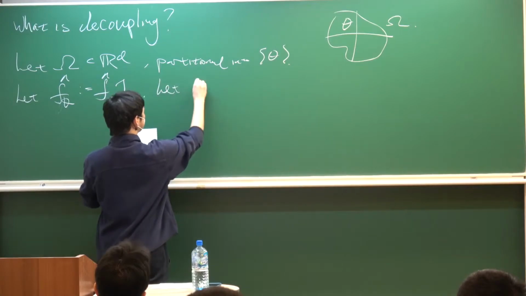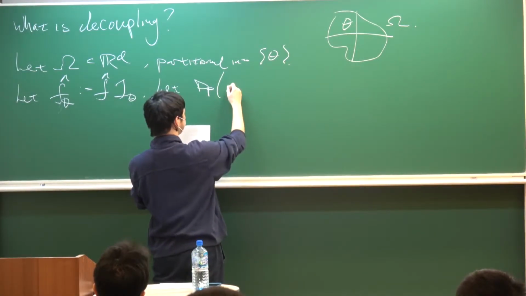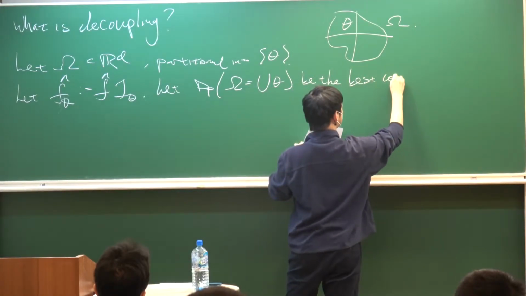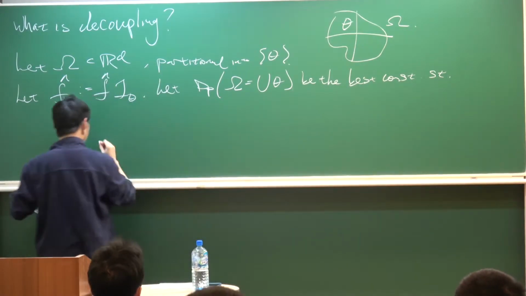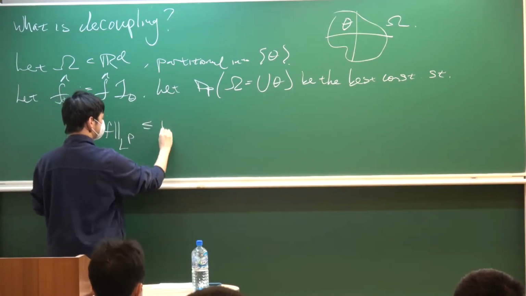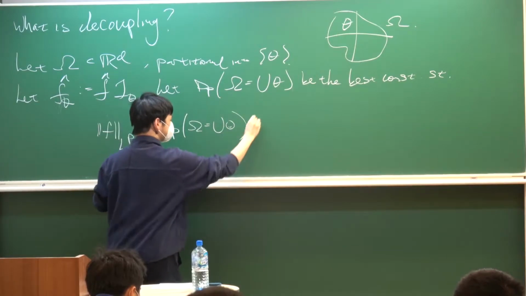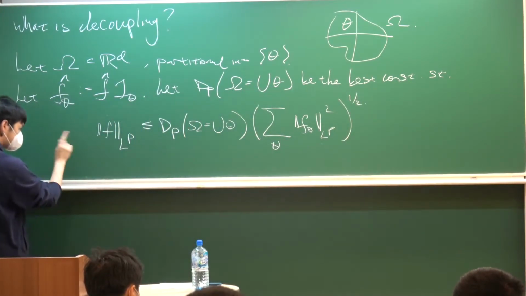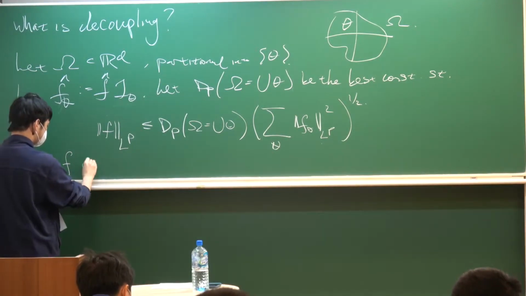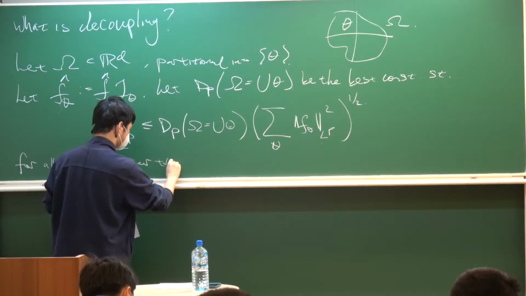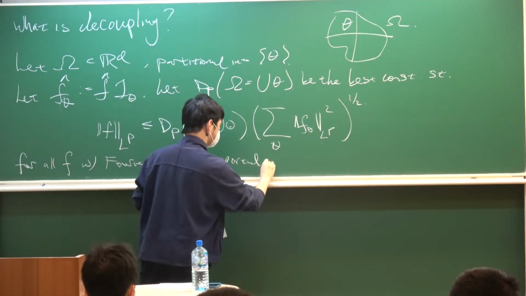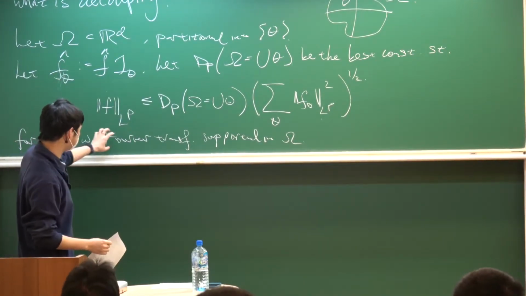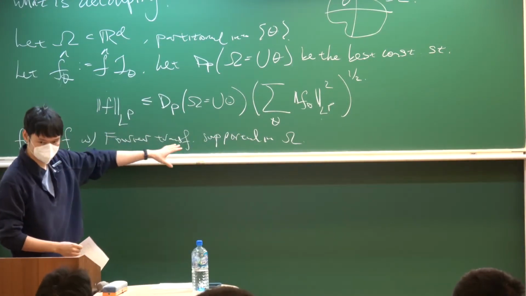Anyways, we're going to let D_p, the decoupling constant, which depends on the L^p norm, on omega, and on the particular partition, be the best constant such that the L^p norm of f is bounded by D_p times the norm of the pieces f theta, broken up into the thetas, measured in little l^2, for all f with Fourier transform supported in omega. Oftentimes, the shorthand for this sentence, for all f with Fourier transform supported in omega, is just to say for all f Fourier supported in omega.